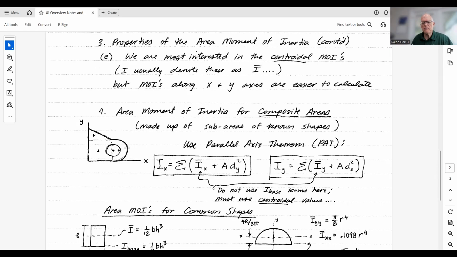You'll learn this soon, but if a shape happens to touch an axis, for many shapes, we actually have an I base formula for that shape. And so for this rectangle, for example, touches the x-axis, rather than using an I bar plus AD squared for this guy, you can just use the I base for this rectangle. Or this triangle touches this y-axis, you can use I base for him about the y-axis. But about the x-axis, you have to use the transfer term to take this guy down to here. More on that later.